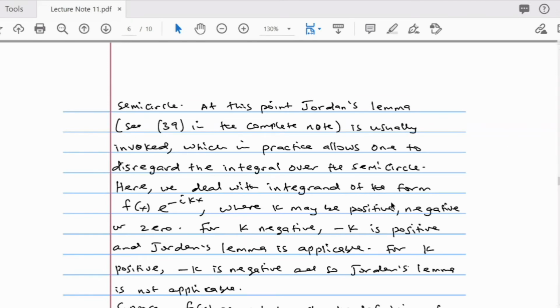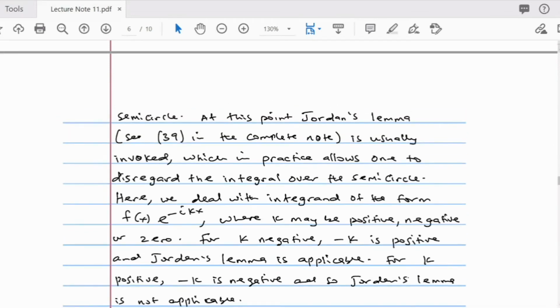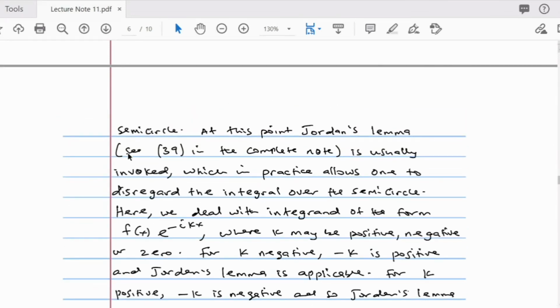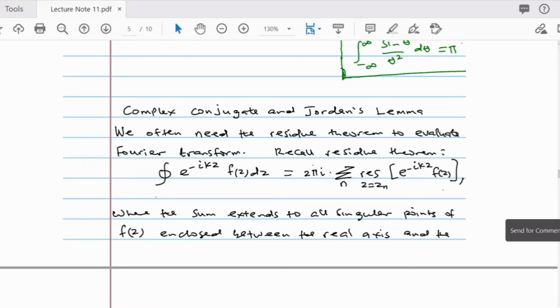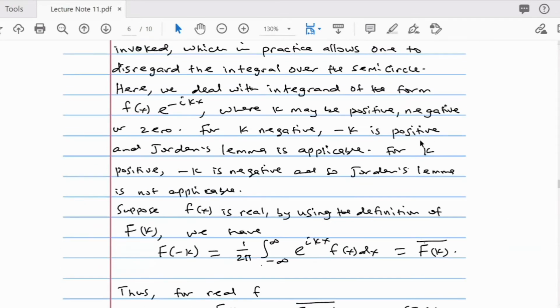For negative k, we have minus k to be positive. So in that case, we can use our residue theory. We can always make use of this, so this makes life easy for us. But we may have a problem in which k is positive. For negative k, we don't have a problem. Now, if k is positive, then minus k is negative, and so Jordan's lemma is not applicable. But I will tell you what we'll do in that case.